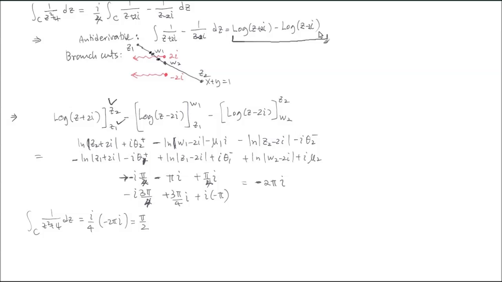Only this one has a branch cut, so I'm separating it here. So from Z1 to W1, that's what that is, and W2 to Z2. Okay? Now this one is a simple calculation. Then you have to look at, as Z1 approaches infinity, what is the argument? If Z1 approaches infinity, what do you think that argument is?